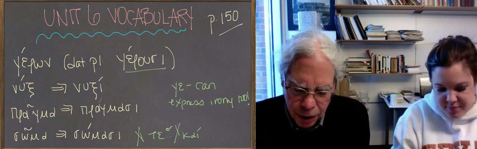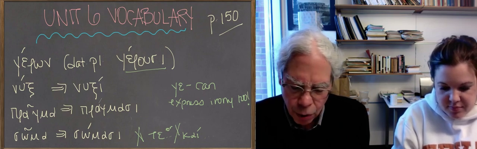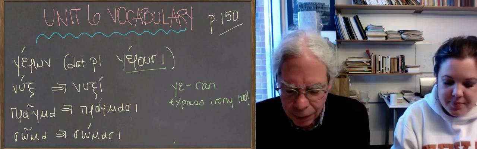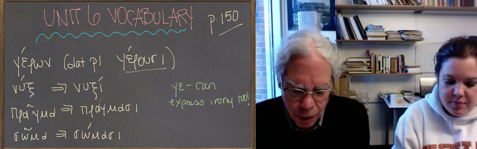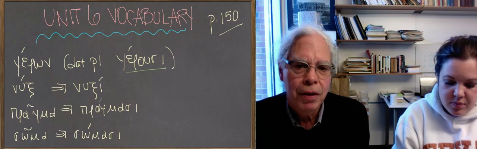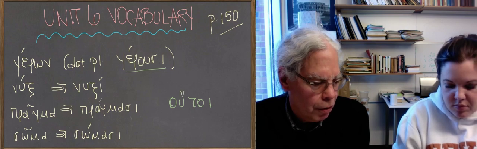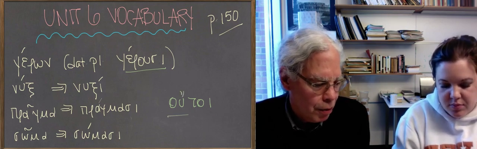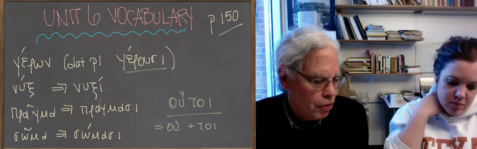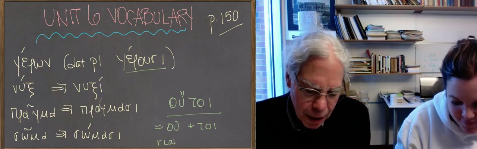We also get the enclitic particle toi, which is the third of these. We've got ge and te, now toi. That means I'm looking you in the eyes when I'm saying this. And the book also uses a word outoi, which is a combination of ou and toi, with an acute accent and a smooth breathing. That doesn't mean this; if you're looking it up in the dictionary, that word has an H. This is just really not. Not, and I really mean it.